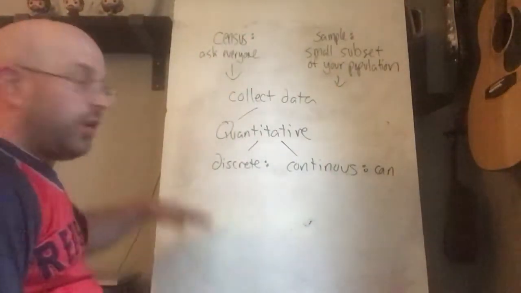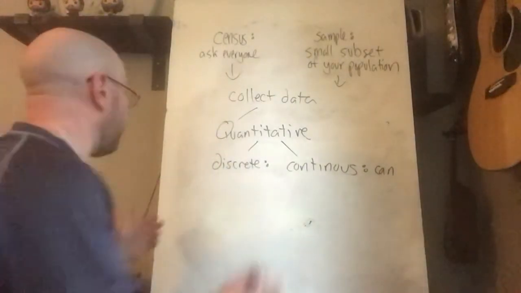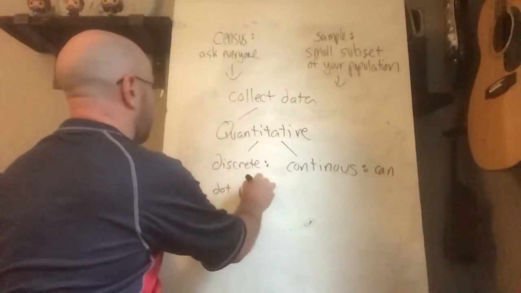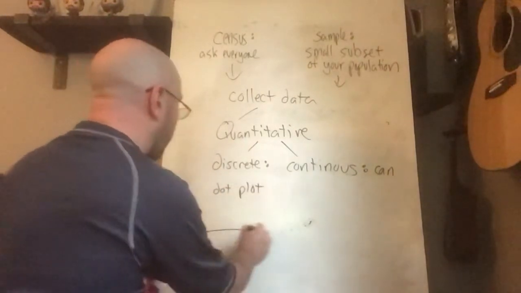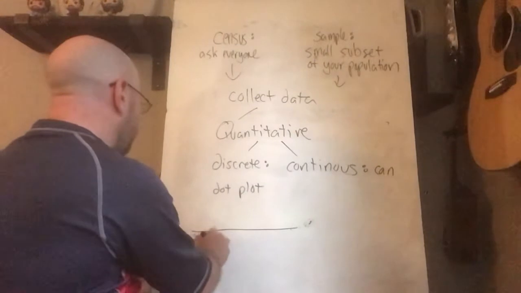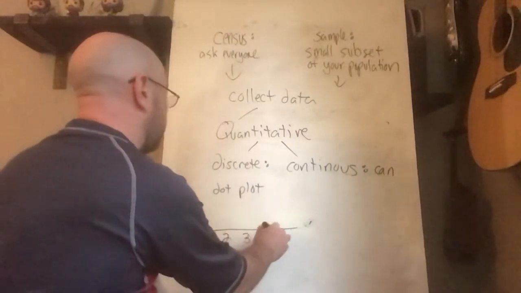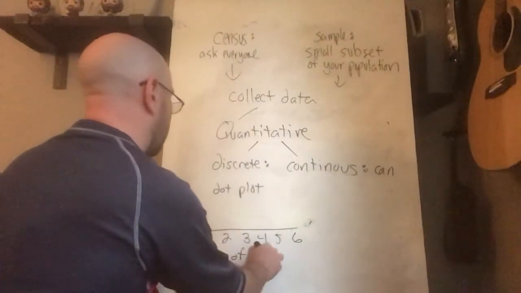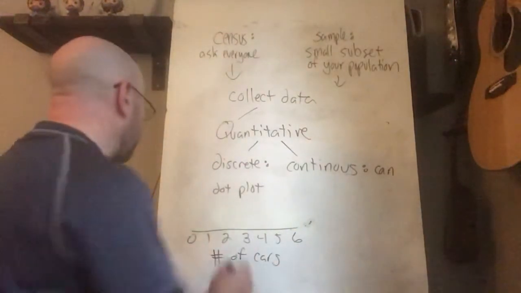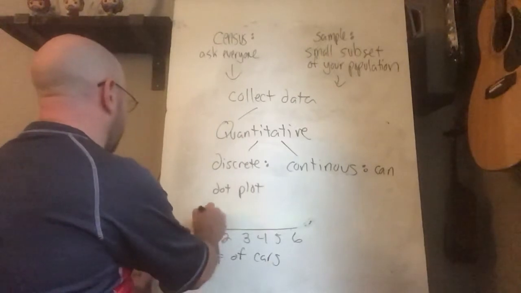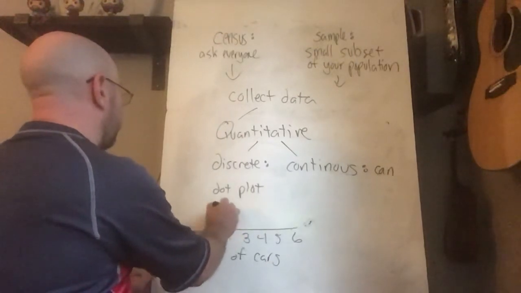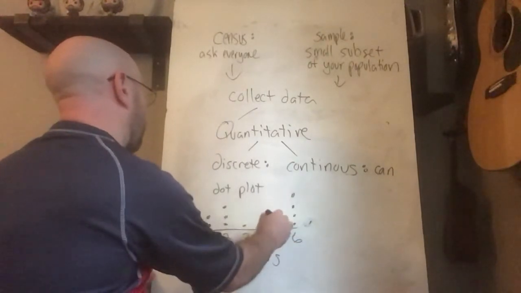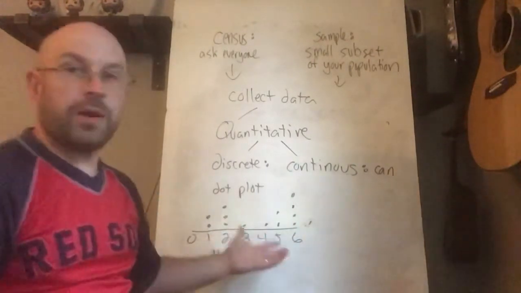If you have discrete data, a good way you can represent this is called a dot plot. How does a dot plot work? Well, say we have number of cars. Here's how you can represent it. You might see 1, 1, 2, 2, 2, you have 3. It's a nice visual representation.